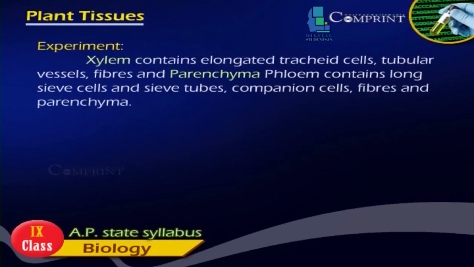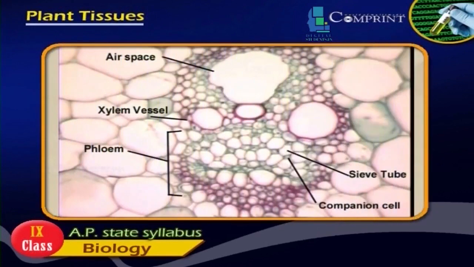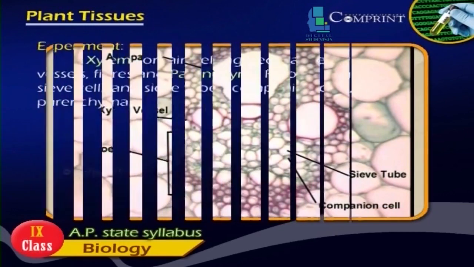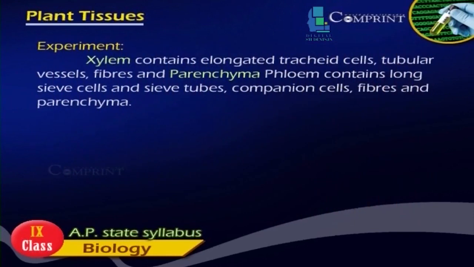Xylem contains elongated tracheid cells, tubular vessels, fibers, and parenchyma. Phloem contains long sieve cells and sieve tubes, companion cells, fibers, and parenchyma.